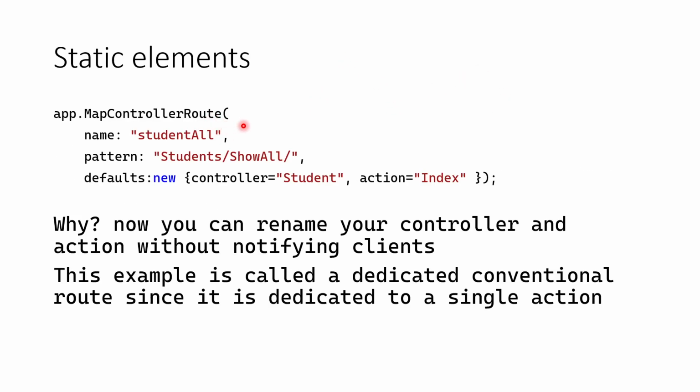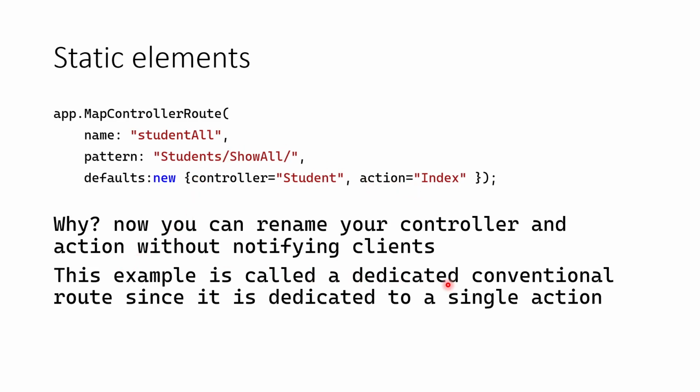So we can have static elements. Here's a pattern called students/show. You'll notice that there's no controller. There aren't any variables here. It's just students/show all. This will only match the URL students/show all. And it can only map to one action, which is student index. Okay.